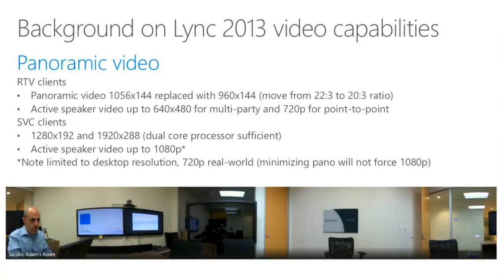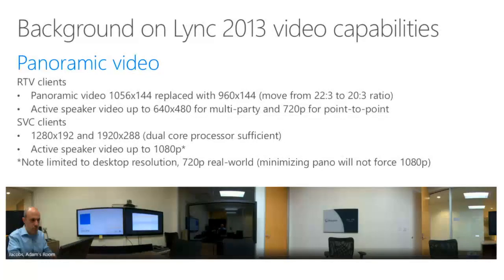The one thing that often confuses people is that if you're running a 1920 desktop, and you're running a panoramic video conference with Lync, then your active speaker video is not going to have enough real estate on the desktop to facilitate anything bigger than 720p. I've had a few questions in the past, what if you minimize the panoramic video? Today, even if you minimize that strip of video, you're still going to be restricted to 720p active speaker. So actually, if you wanted to do anything more than that, you'd really need to be running a 4K monitor with your Lync client, which is probably not something you can do in everyday use.